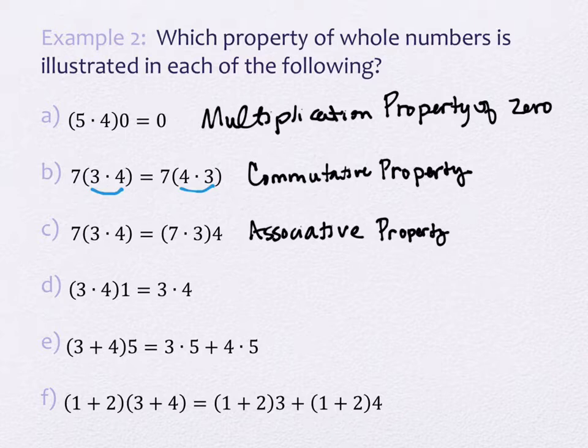On D, we have 3 times 4 times 1 is equal to 3 times 4. That's actually the multiplicative identity property.